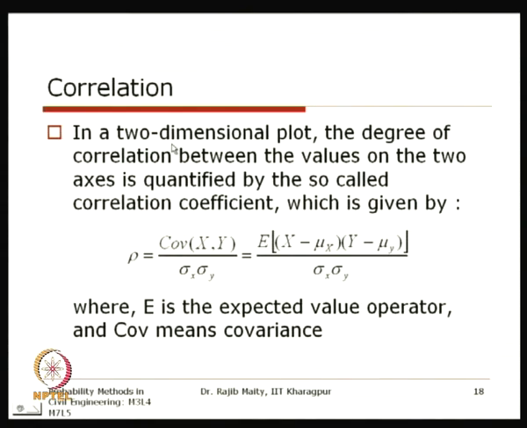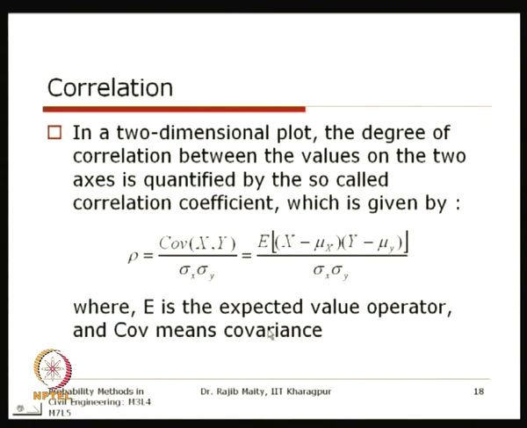If we take only one input, in simple linear regression, the degree of correlation between the values on the two axes is quantified by the correlation coefficient, given by this equation we discussed earlier. The correlation coefficient is the covariance between x and y divided by the standard deviation of x multiplied by the standard deviation of y. The covariance is the expectation of x minus mu x into y minus mu y, where E is the expected value operator and COV is the covariance operator between these two.